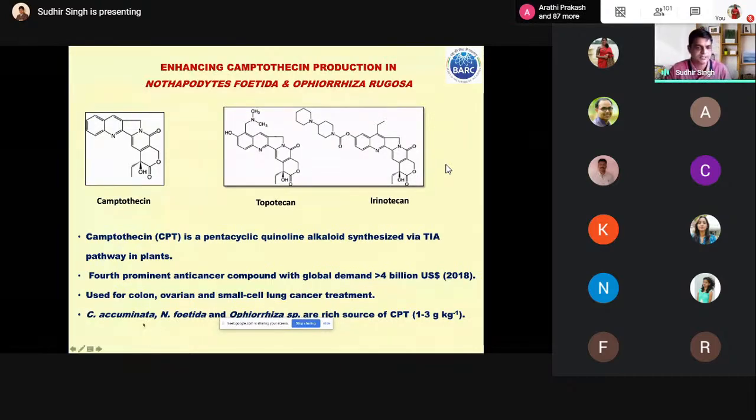And here come the three plants: Camptotheca acuminata, that is primarily grown in China, and Nothapodytes, Miquelia, and Ophiorrhiza, which are Indian origin plants. And they have the CPT concentration in a range of 1 to 3 grams per kg. So that is the limitation. That is the limitation with most of the secondary metabolites. They are synthesized in very low amounts.